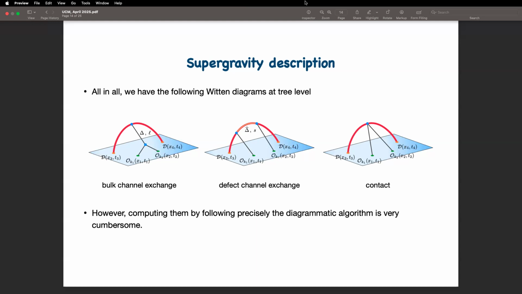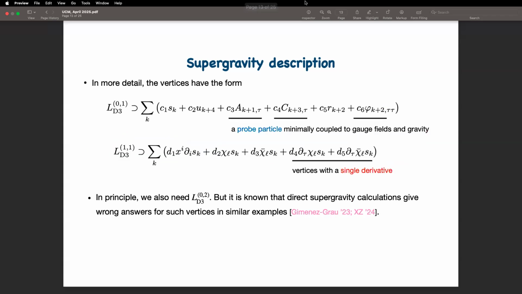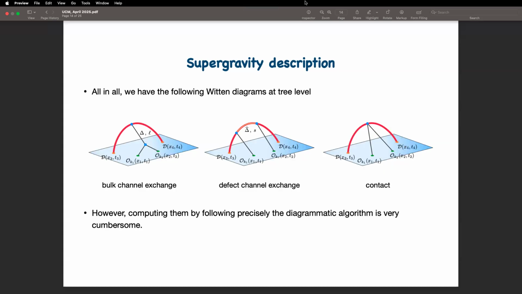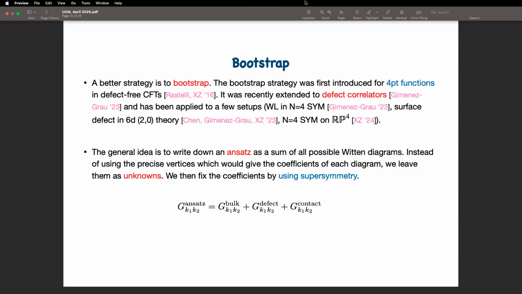Okay, so in principle, we could work out all the vertices and try to compute, but this is not the best idea for 2 reasons. One, you need to work very hard. It's not an easy calculation. Second, some vertices we know are wrong, so actually it's impossible to do it. So instead, we are going to use bootstrap to compute these correlators.